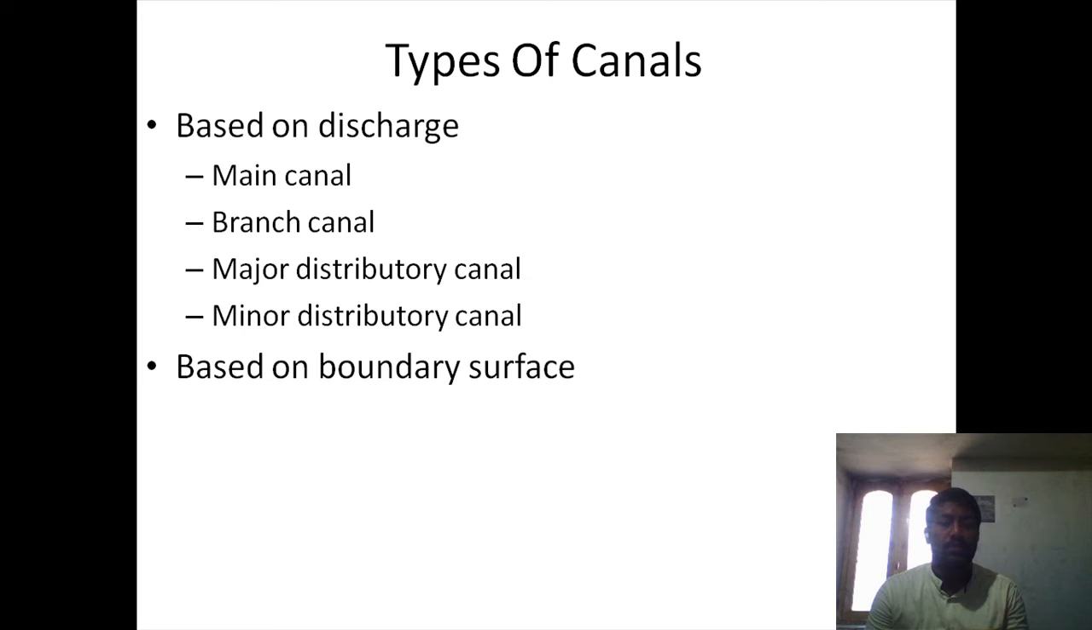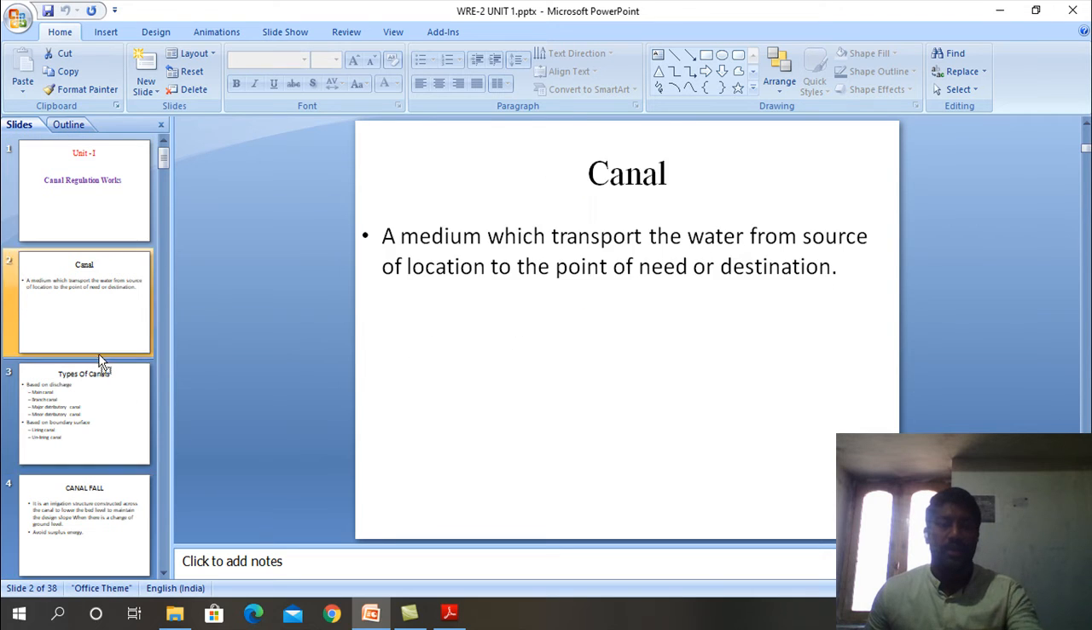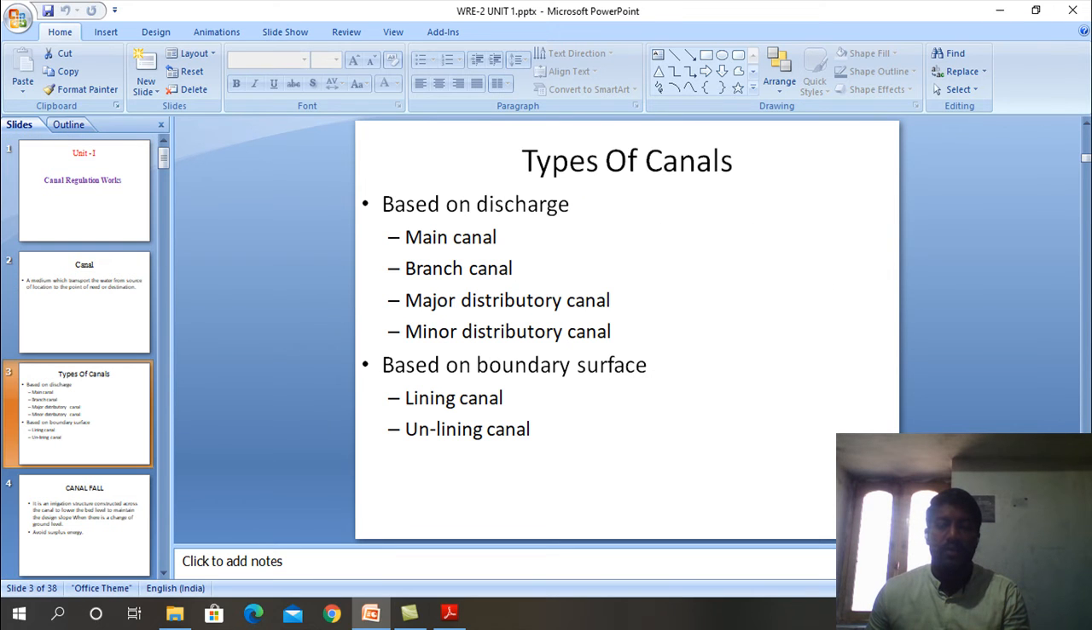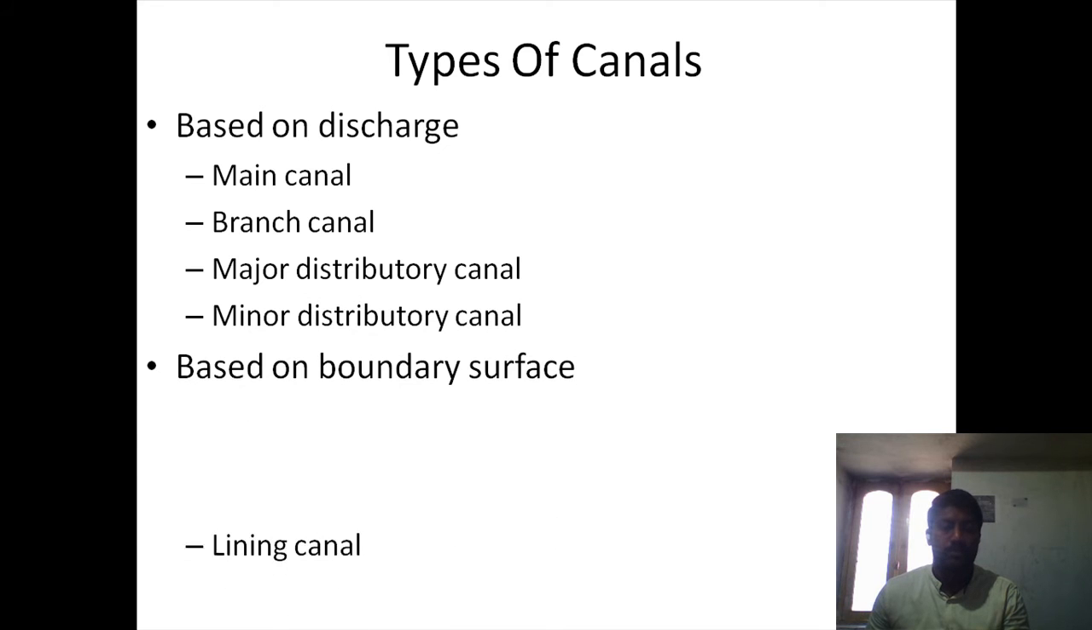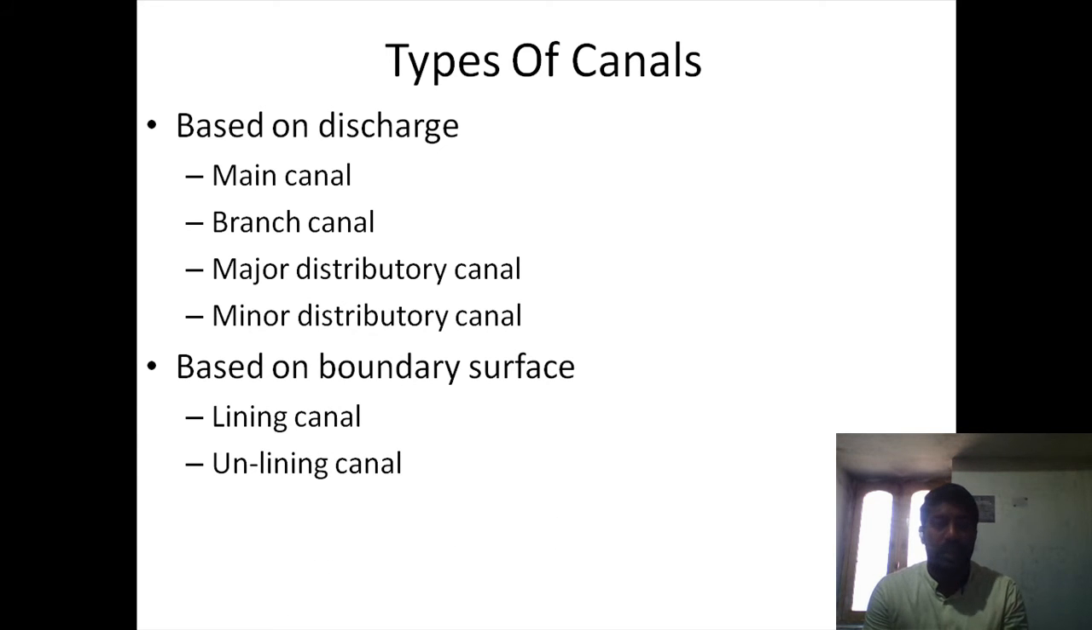Now, based on boundary surface: what type of boundary surface are we going to use for that canal? That is also a type of canal: lining canal and unlining canal. We had seen the 4 types based on discharge, and now we are going to check boundary surface, lining and unlining canals.